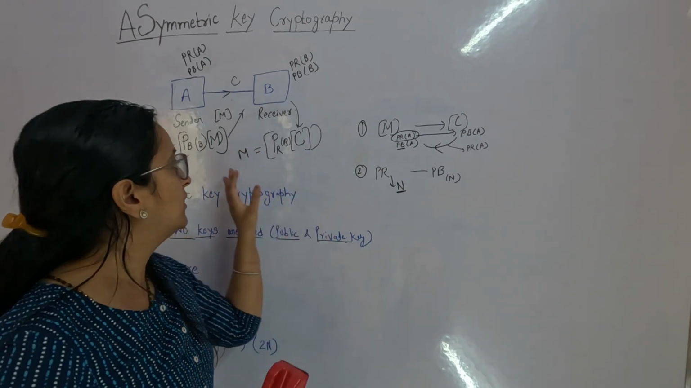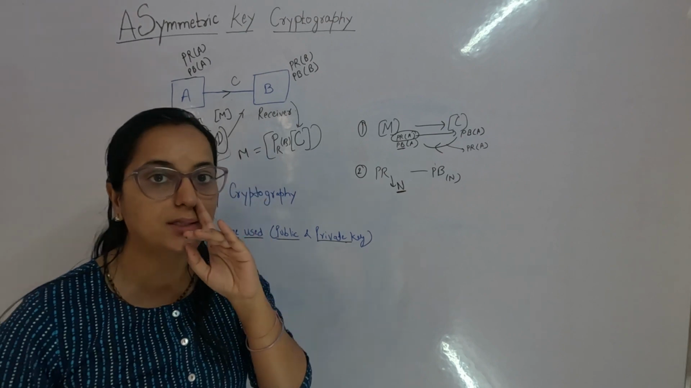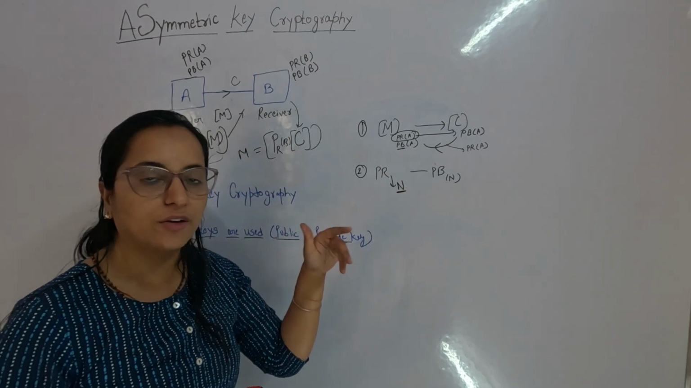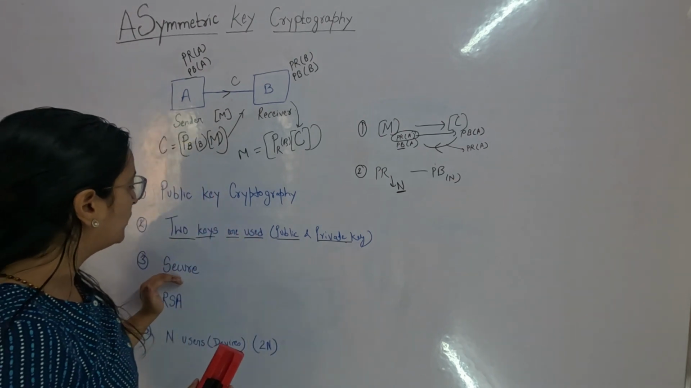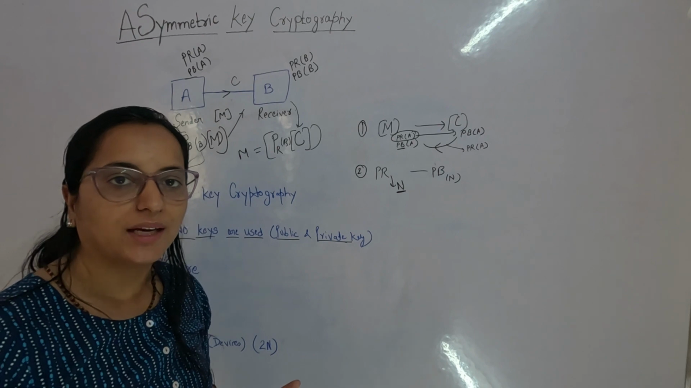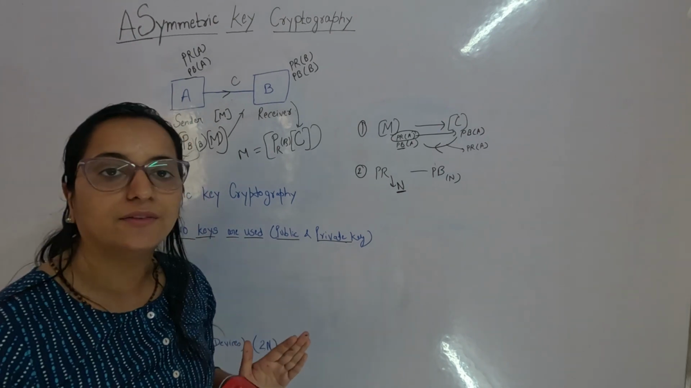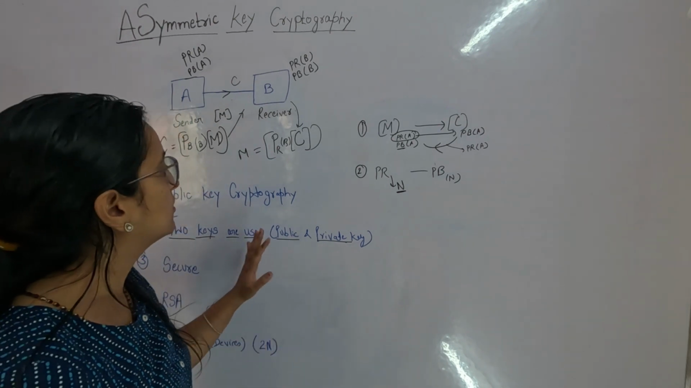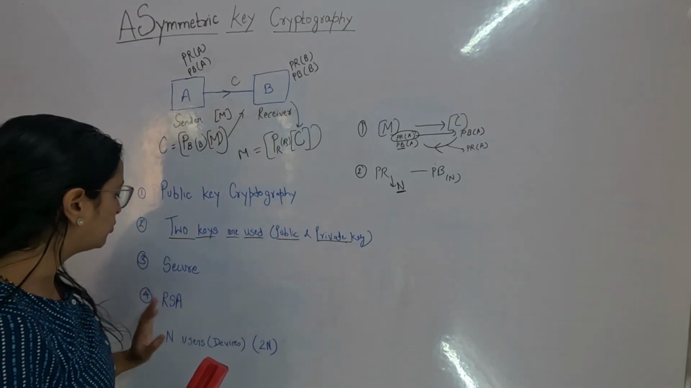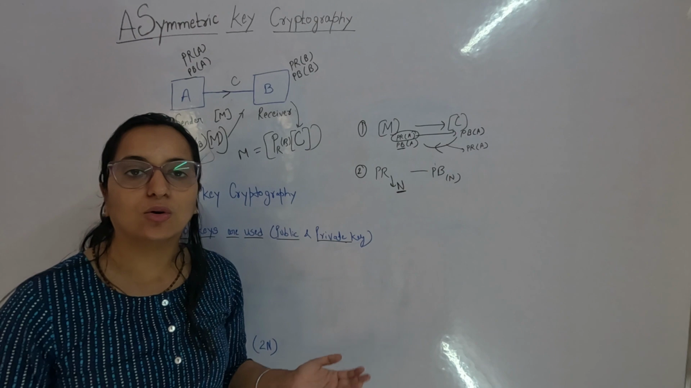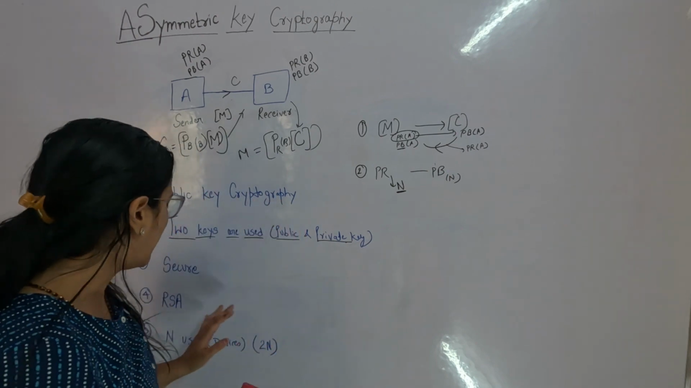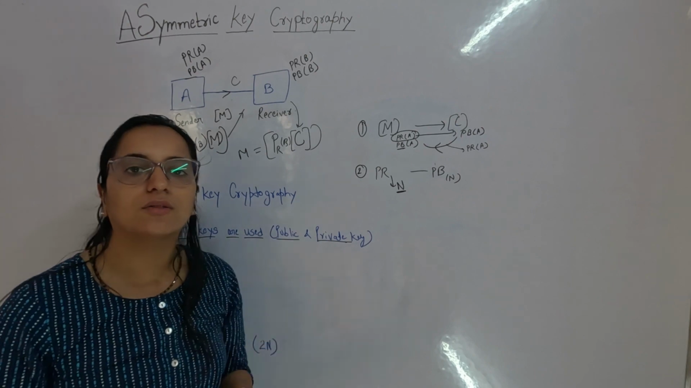Because this is a little complicated task, since 2 keys are used and it has to encrypt and decrypt with 2 different keys, this third point is that this is a much more secure technique compared to the symmetric key. And the fourth point is that the algorithm which uses asymmetric key cryptography is the RSA algorithm. These algorithms we will discuss in detail.